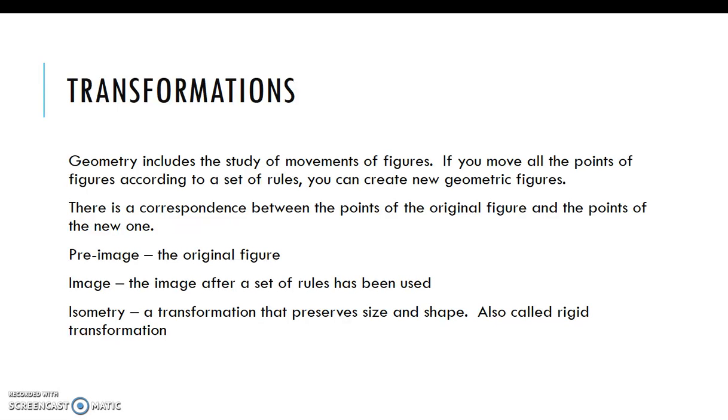The pre-image is the original figure. Image: the image after a set of rules have been used. Isometry: a transformation that preserves size and shape, also called a rigid transformation.